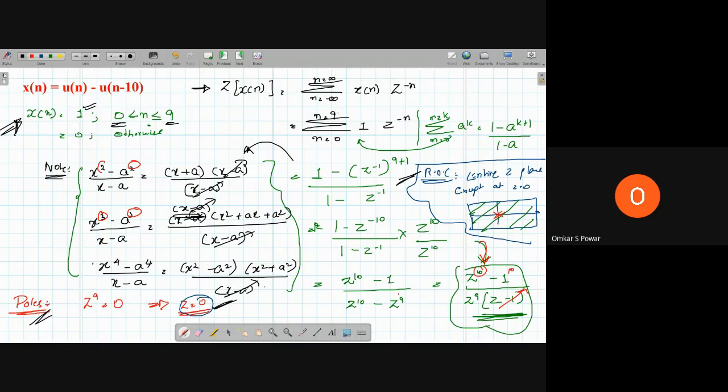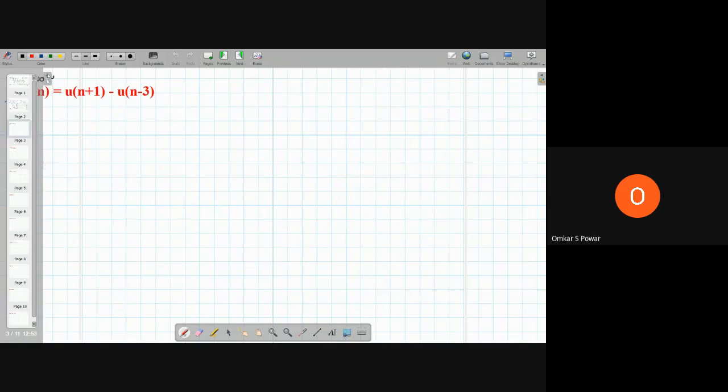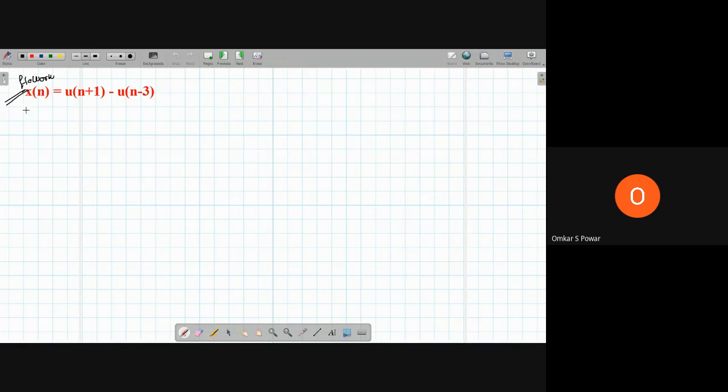Okay. So having said that, on the same basis, you take these homework problems. It is easy for you. X of n is equal to u of n plus 1 minus u of n minus 3. Okay. Now let me go to another problem here. X of n is equal to a power of n when n lies between 0 to N minus 1, and is equal to 0 otherwise. So let's start solving the problem.